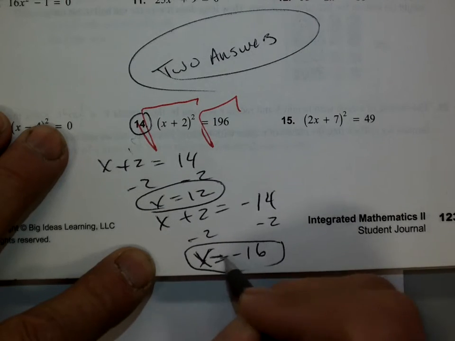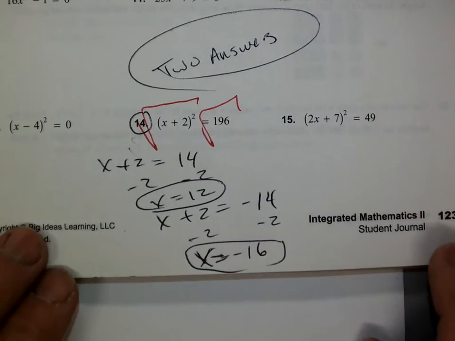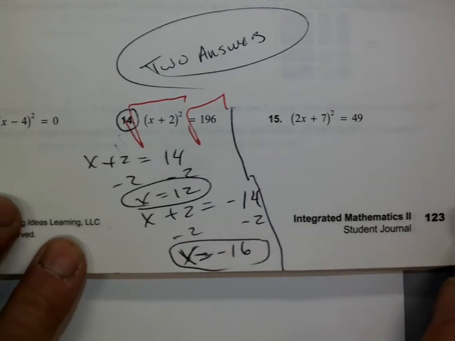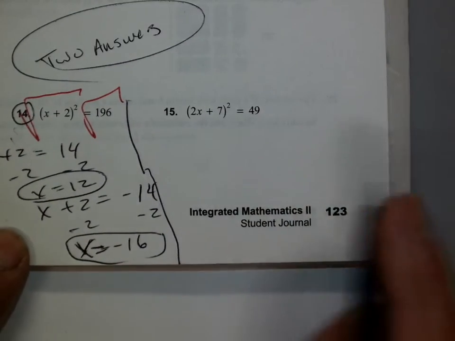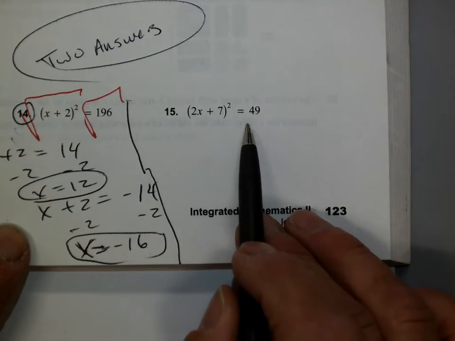Okay, I want to do one more of those. Let's do 15, so you guys get the hang of this. All right, let's slide this over to 15. So the first thing, don't subtract 7. It's inside the parentheses. So what we have to do is get rid of the parentheses.